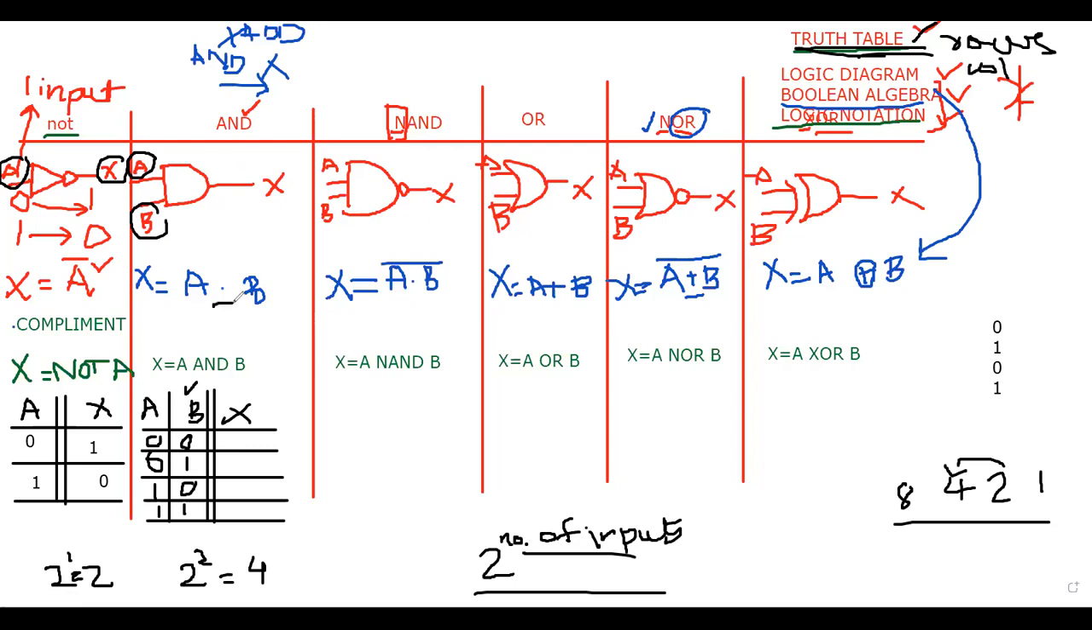There is a sign multiply. So 0 zeros are 0, 0 ones are 0, 1 zeros are 0 and 1 ones are 1. Is it done? Yes. Any confusion? No. ठीक है. Next table.